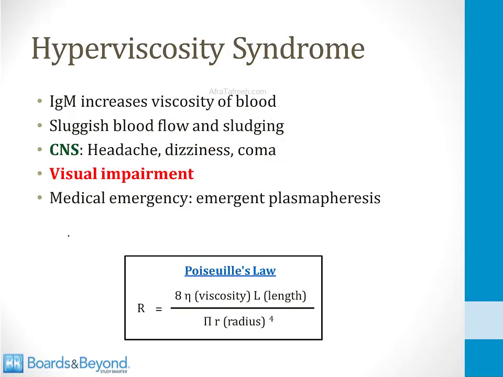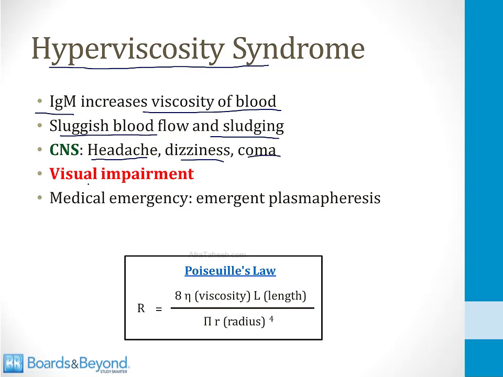The key feature of this disorder that you want to understand for step 1 of the boards is that it leads to a hyperviscosity syndrome. As I mentioned before, this is because IgM is a large antibody, and when it's present in excess, it increases the viscosity of blood. This leads to sluggish blood flow and sludging of blood, and the important place where this can affect blood flow is in the central nervous system. Poor blood flow through the central nervous system can cause symptoms like headache and dizziness and coma. It can even lead to visual impairment and potentially blindness. A hyperviscosity syndrome, when present in Waldenstrom macroglobulinemia, is a medical emergency. The treatment is emergent plasmapheresis, which is a technique for removing the IgM antibodies from plasma.